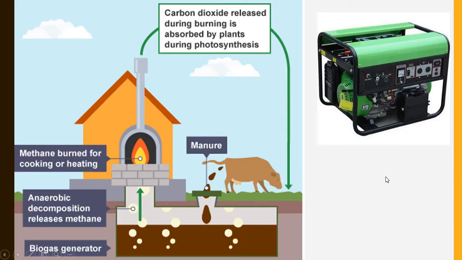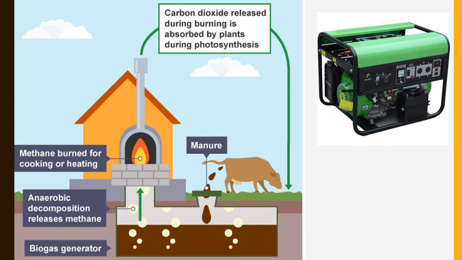Okay, really interesting video there. And this image here is just explaining that process. So we've got our waste. The waste goes into our generator with our bacteria respiring anaerobically, decomposing that waste and releasing methane gas. That methane gas is then collected, and it can be used for various applications like cooking and heating. But of course, in burning that gas, we will be releasing carbon dioxide back into the atmosphere.